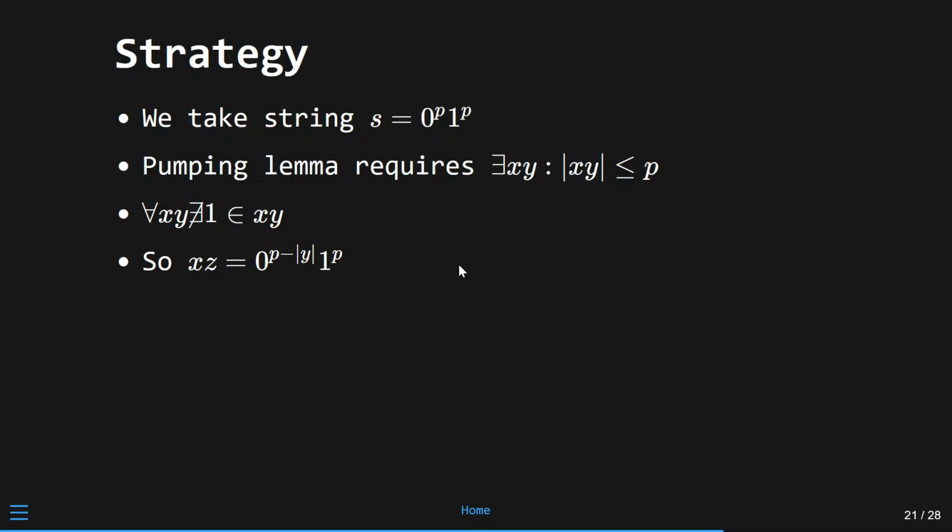However long y is, we need to be able to take that many zeros out of this, and that still has to be a string. And whatever length y is, we need to be able to add that many zeros to this. But we're only adding zeros. We're not adding corresponding ones. And our language is equal numbers of zeros and ones. So we're in big trouble. We can't pump anything.